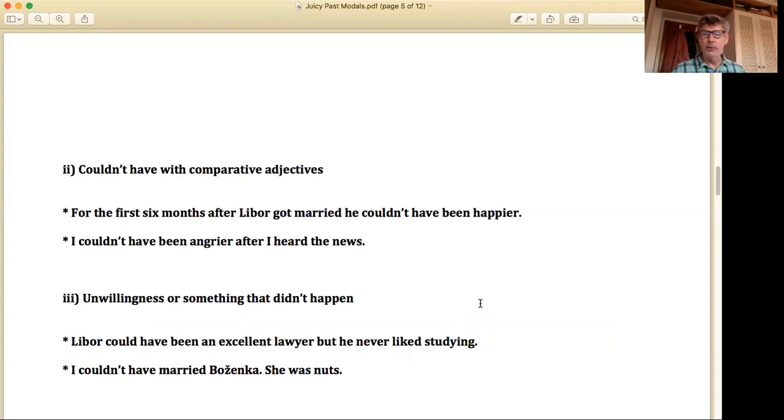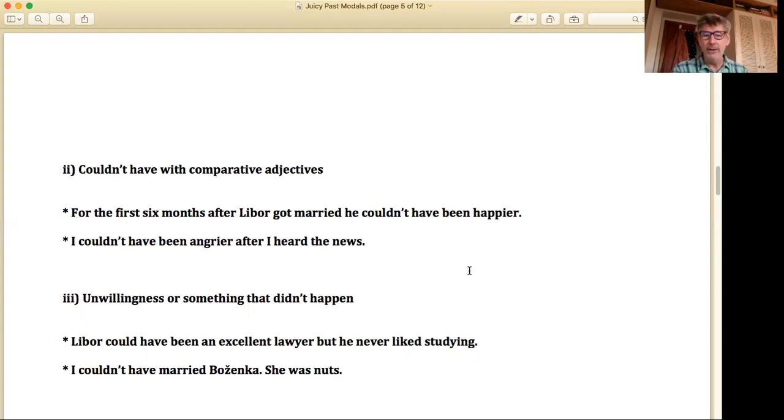Oh, I couldn't have been happier. Well, this is Libor. For the first 6 months after Libor got married, he couldn't have been happier. So, couldn't have been happier. And here we have, I couldn't have been angrier, right? This is the comparative adjective, angrier and happier. It's just a structure we use. It's a little helpful.